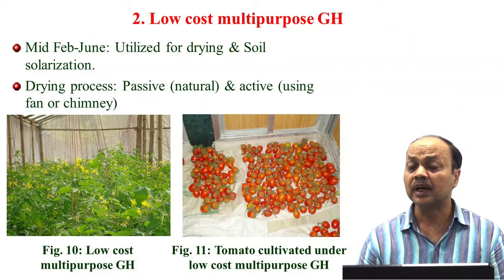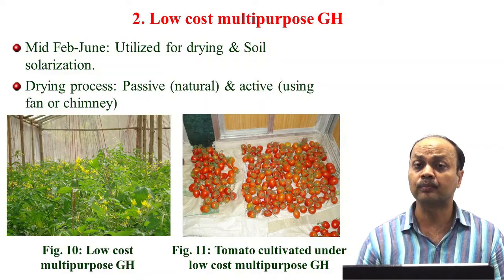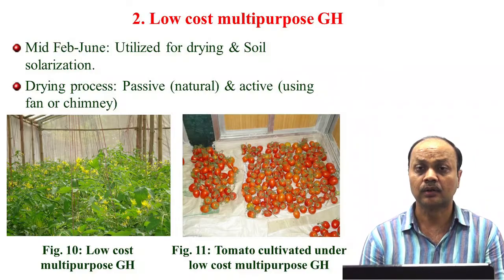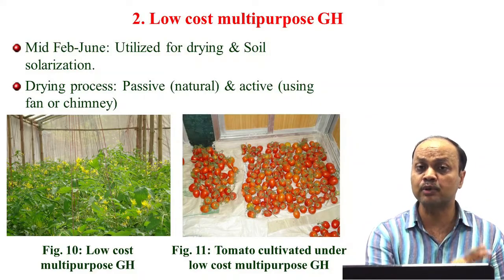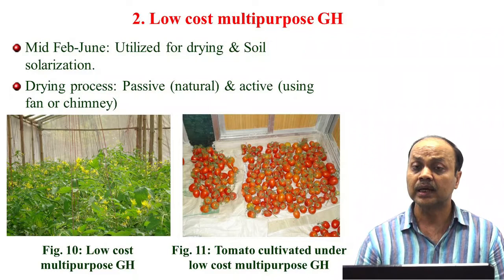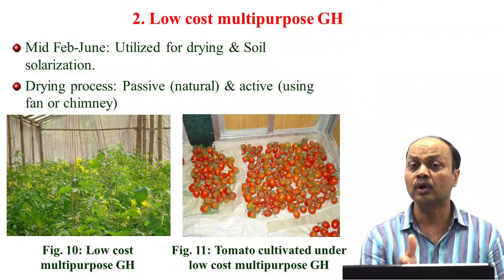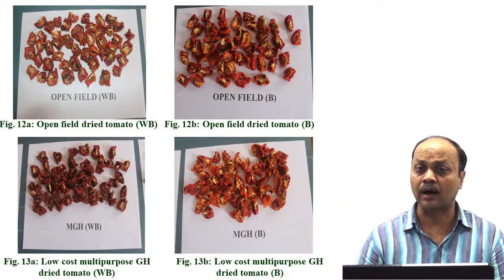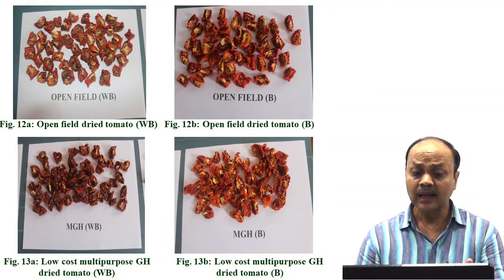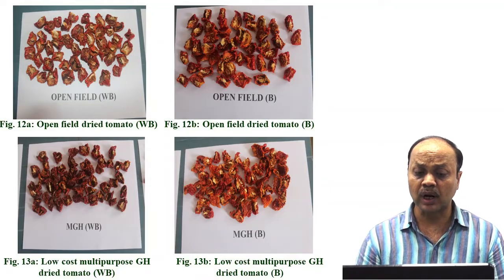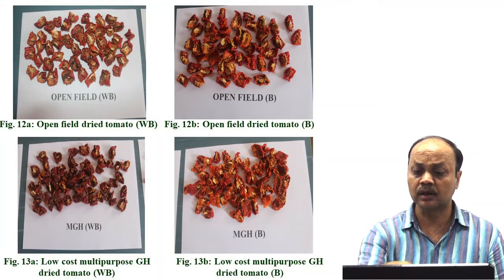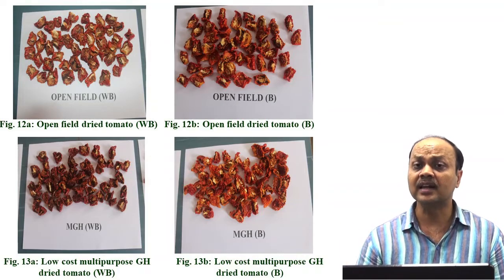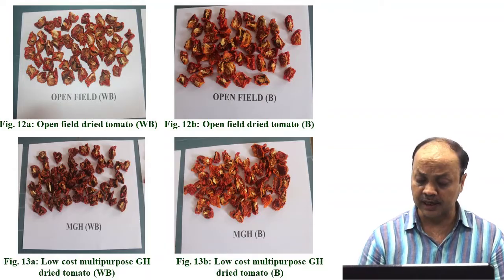Normally you will see people constructing a greenhouse solar dryer for drying only during the summer season. But what I am saying is that the same structure we have used for cultivation or nursery growing, you can use for drying or soil solarization. What is soil solarization? I have already discussed it. You can see in this photograph, open field dried tomato without blanch. WB means without blanch. Drying I will cover separately in detail later on.